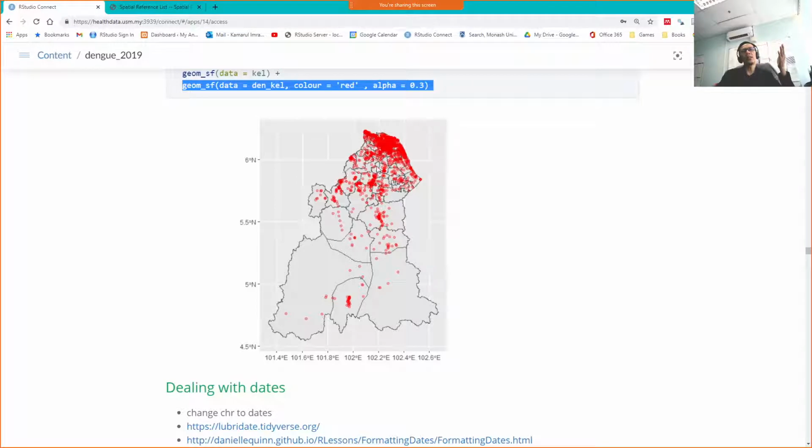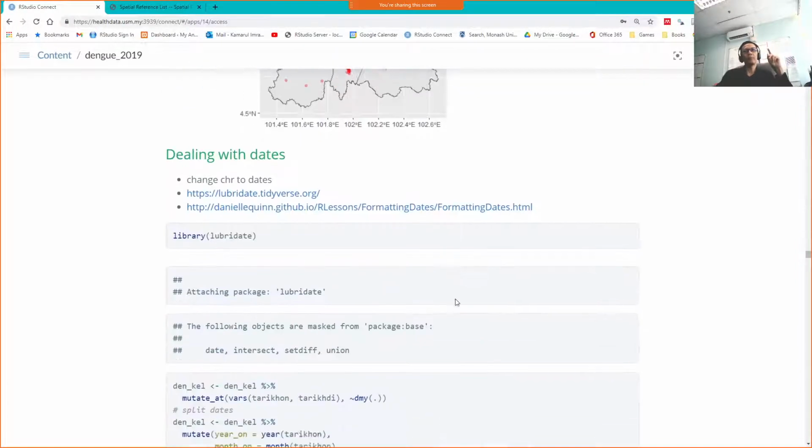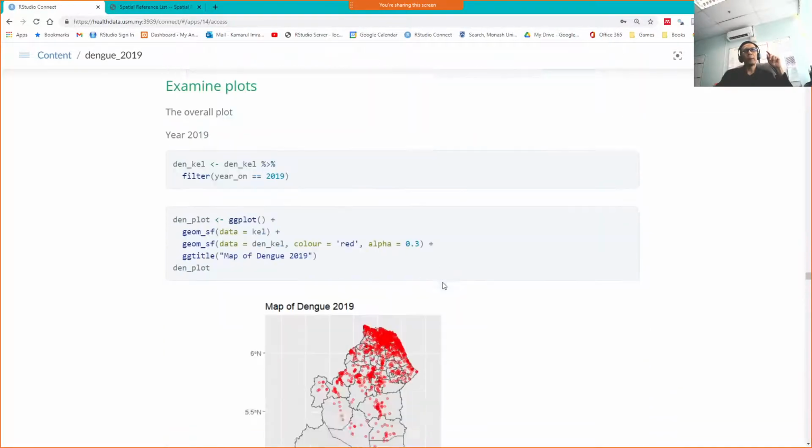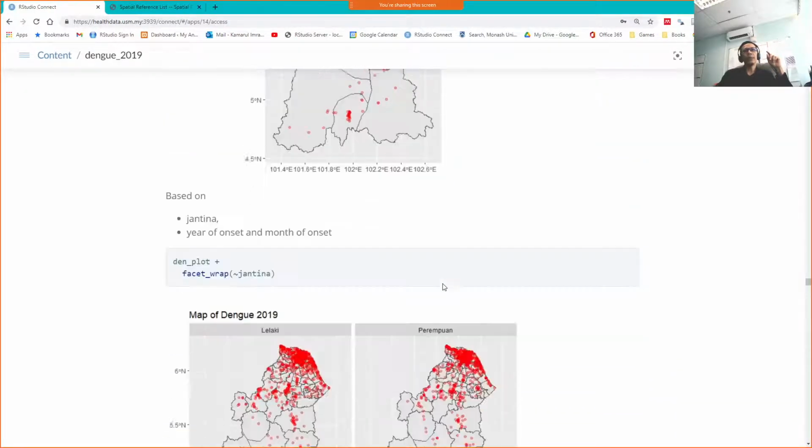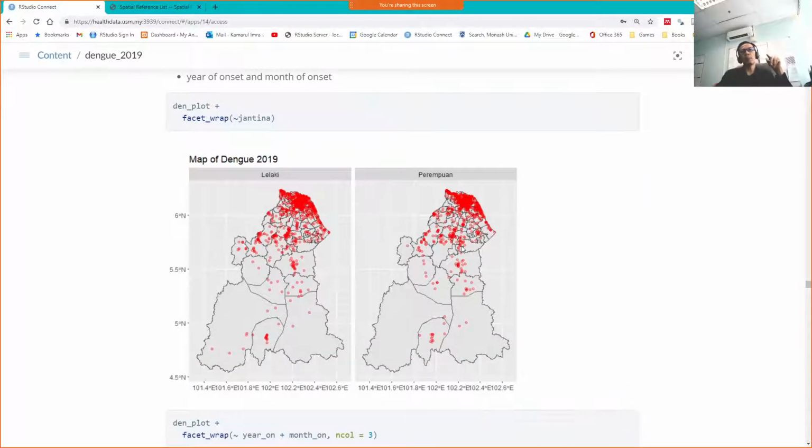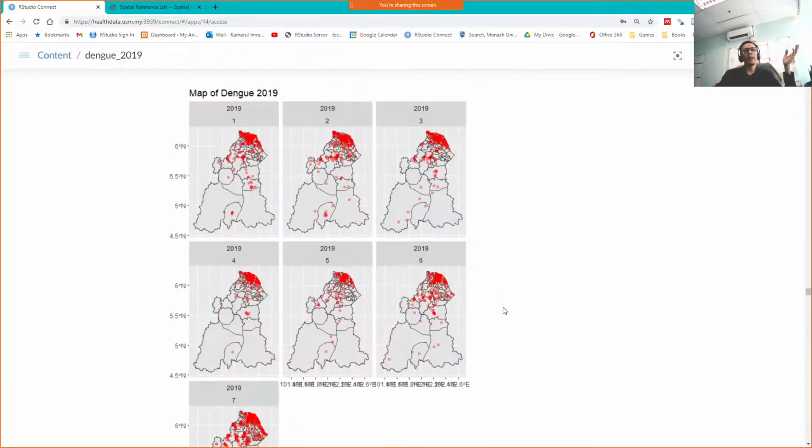You can see lots of cases happen in this area. Does it say that this area is high risk for dengue, or is it because there are simply more people here? That is one question you have to ask yourself. And then this is for male and female, almost the same. And then this is January, February, March, April, May, June, July, until July.